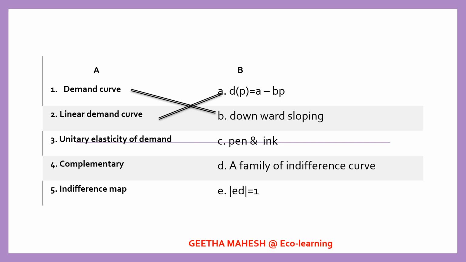Unitary elasticity of demand, we know it is equal to 1. Elasticity of demand is equal to 1. Complementary goods, where we use both together to satisfy a particular want. Pen and ink, we call it an example of complementary goods. And we know indifference map is a family of indifference curves, where you can see a set of indifference curves.